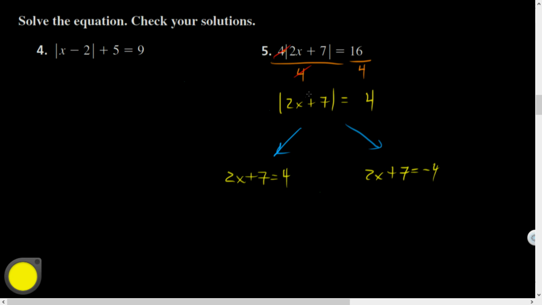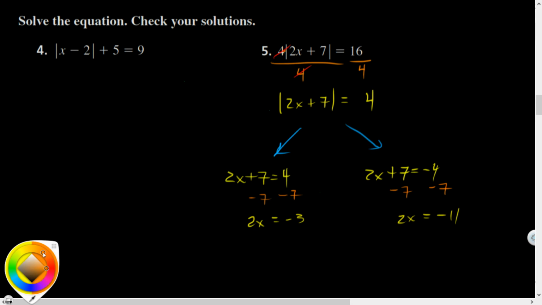So when I break it up, it's either equal to the same version, or it's Bizarro World, and it's equal to the negative. So let's solve for x. I would subtract 7, and it happens to be the same step over here, so I just do it all at the same time. So I'd have 2x equals negative 3, and 2x equals negative 11.